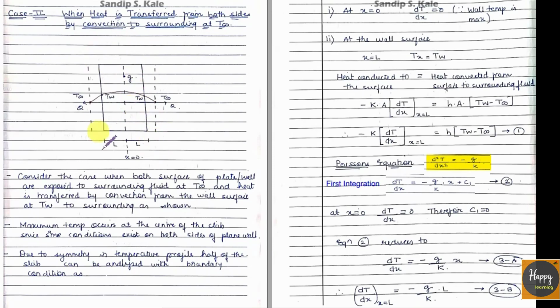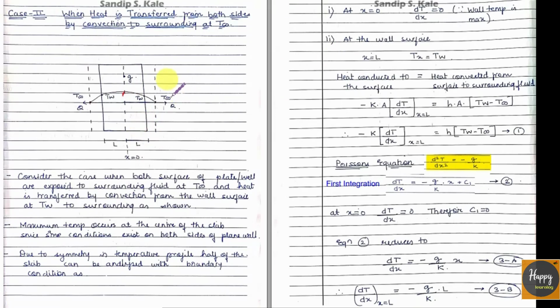So here the plane wall is given, the temperature on both the sides is T infinity, and as we have seen in the previous session, if the temperature is the same, we can say that it is a thermal symmetry. So the maximum temperature will occur at the center of the plane. So here you can see that the maximum temperature is at the center line. So we will treat it as a thermal symmetry.